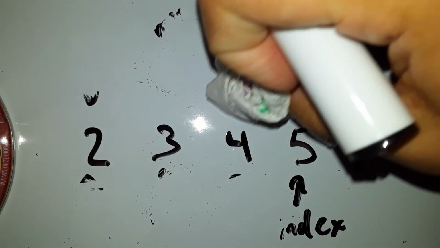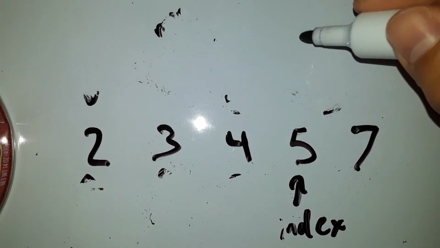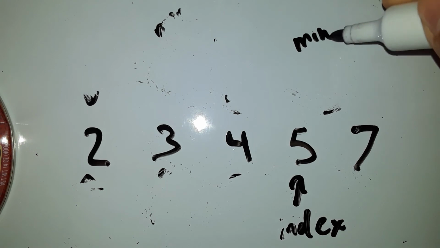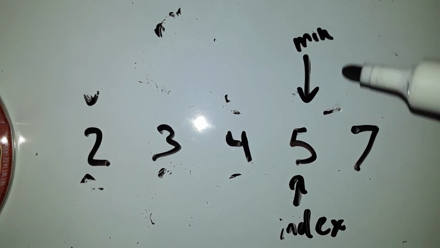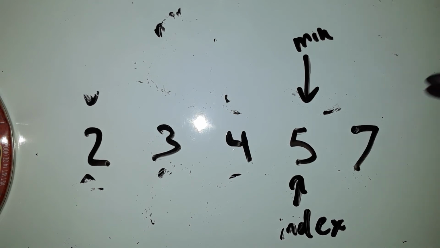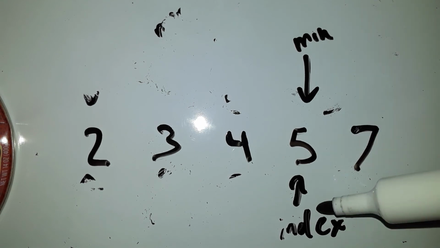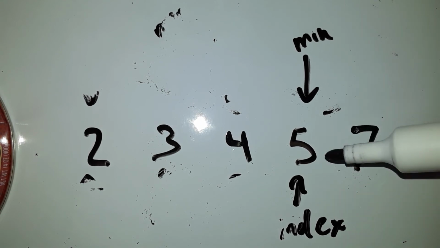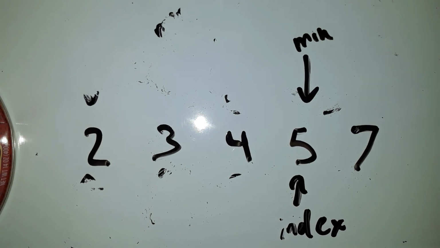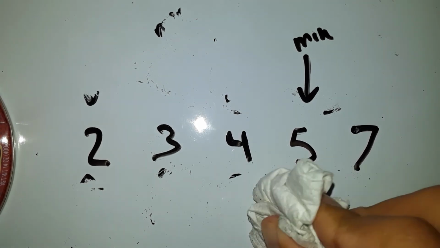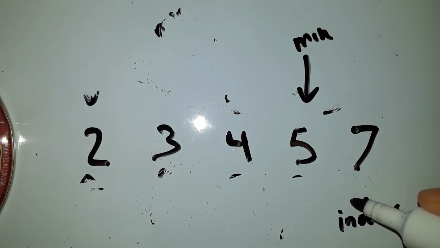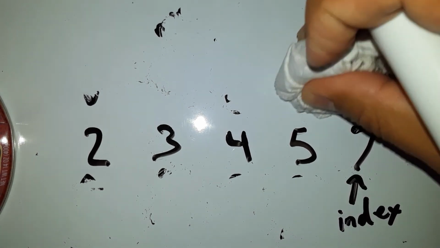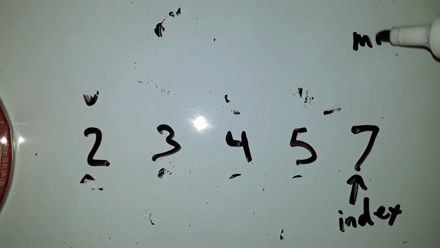And of course, min gets reinitialized. And then again, is 7 less than our current minimum, which is 5? It's not. And we've hit the end of the array. So then we check, are min and index pointing to the same item? It is, which means 5 is in the correct spot. And then we update index. And then min gets updated one more time.